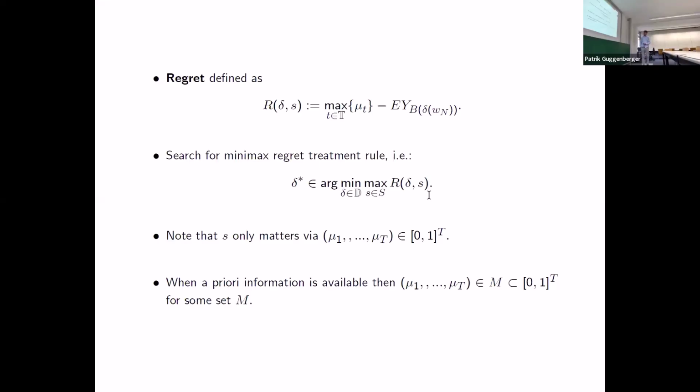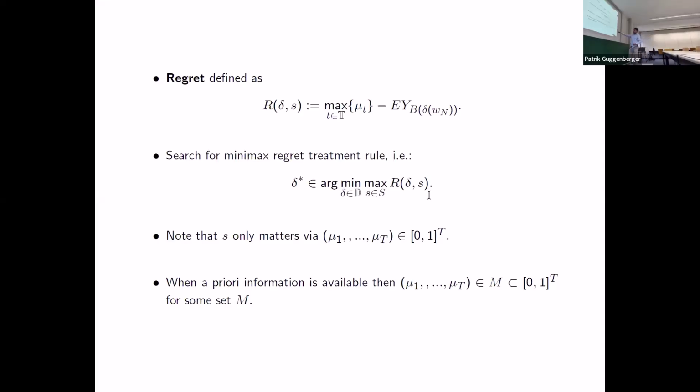Okay, and here an important insight is that S, the joint distribution for Y1 up to YT, only matters via the mean vector. Okay, why is that the case? Well, sampling by assumption is IID. So instead of the joint distribution, only the marginal distributions matter. And given that we are in a binary context, the marginal distributions are pinned down by the mean. So importantly, from now on, when I refer to an S, I'm simply thinking about a T-dimensional mean vector.